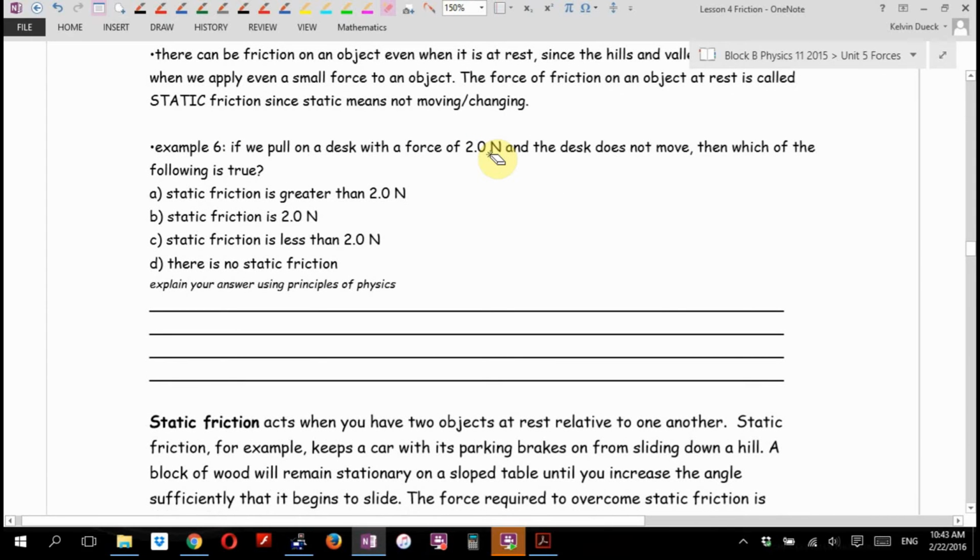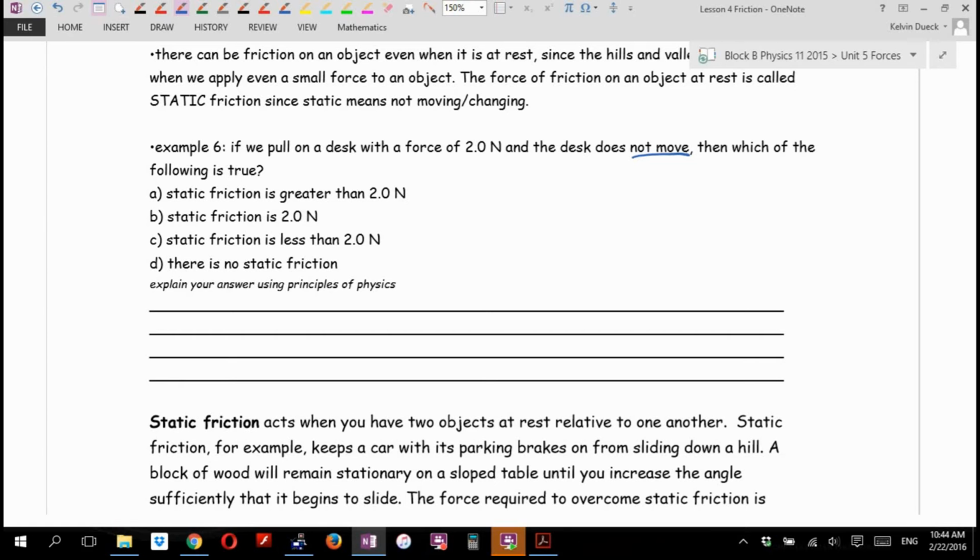You ready, Sam? Long blink. If we pull on a desk with a force of 2 newtons, and the desk does not move, then which of the following is true? A, static friction is greater than 2 newtons. B, static friction is exactly 2 newtons. C, static friction is less than 2 newtons. Or D, there is no static friction.